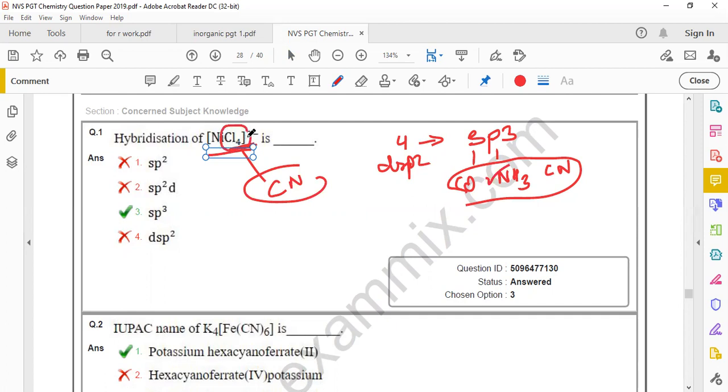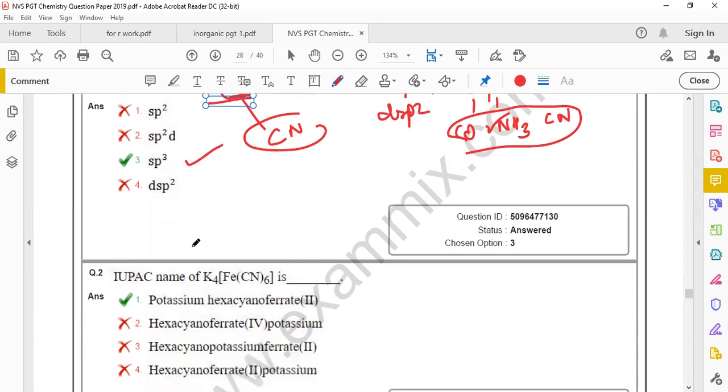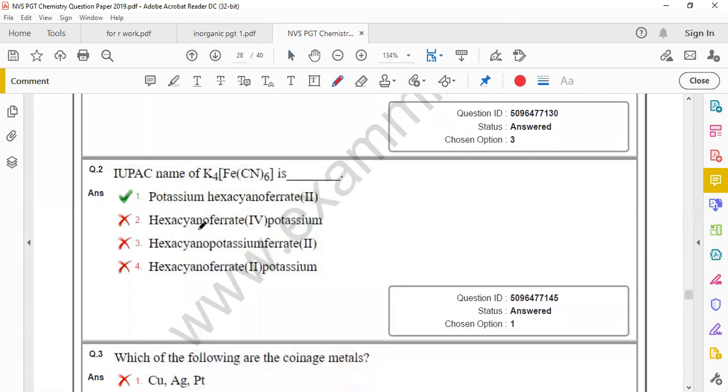identify the type of hybridization by the coordination number of the ligand. So it will be sp3. Sorry. Next one is the IUPAC name of K4[Fe(CN)6].